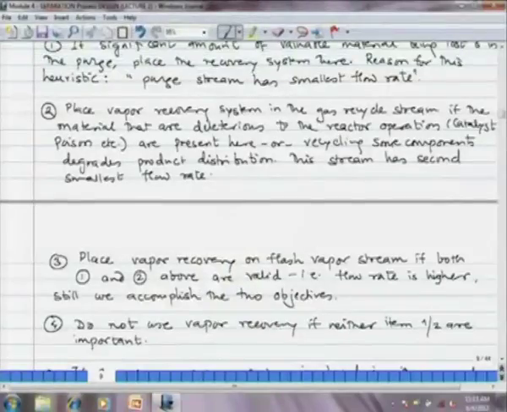Now, if that stream contains some deleterious compounds, like, as I said earlier, some catalyst poisons or some components which are going to trigger side reactions which will create loss of your valuable reactant, in that case, to prevent the recycle of these components back to the reactor, you have to place the vapor recovery system in that stream. Now, that stream has the second smallest vapor flow rate.